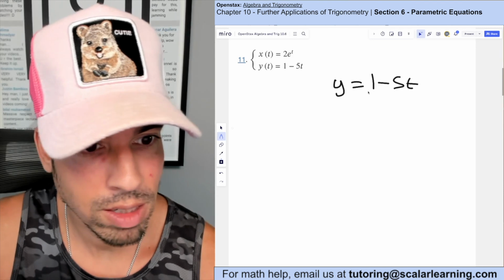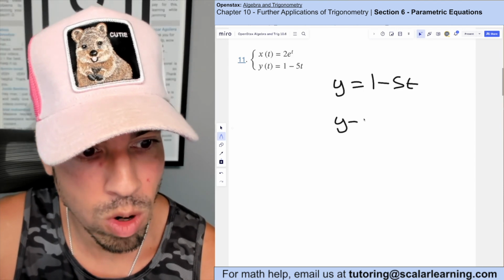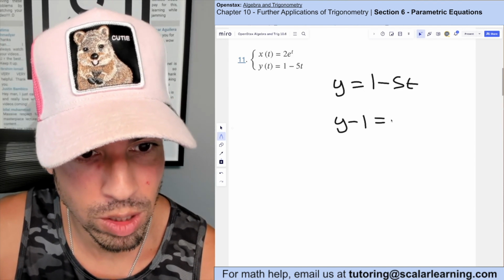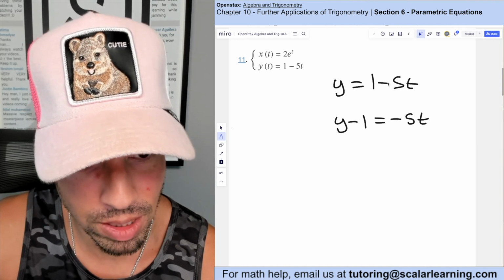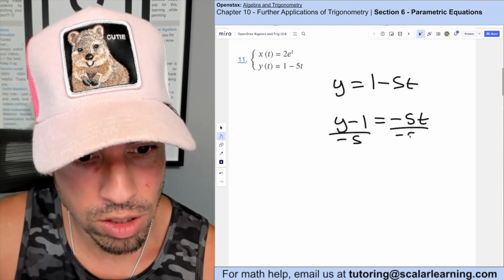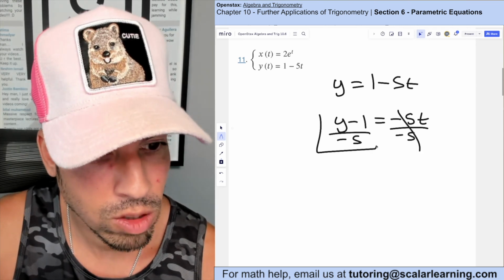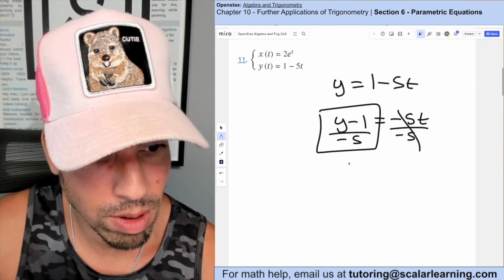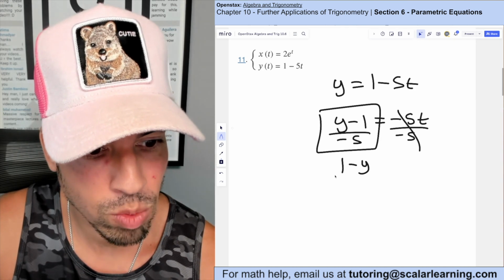Same deal, we're going to isolate the t. So first I'm going to subtract 1 from both sides, and we get y minus 1 equals -5t. Don't forget the minus sticks to the 5. Then we're going to divide both sides by -5 like so, cancels out. T equals this. I can also distribute that negative up there and make it 1 minus y over 5.